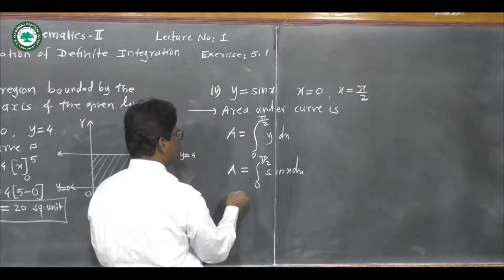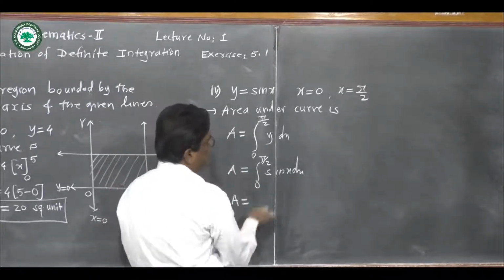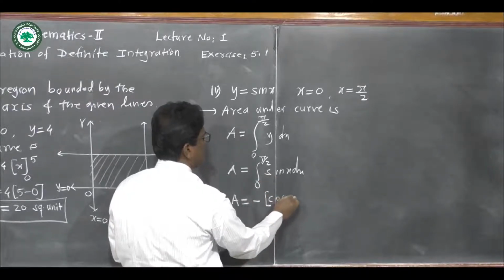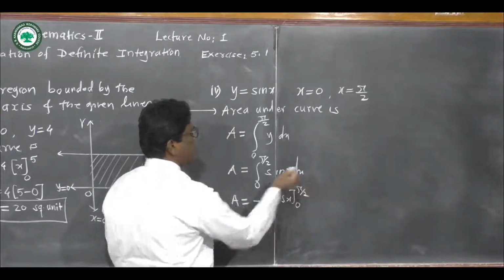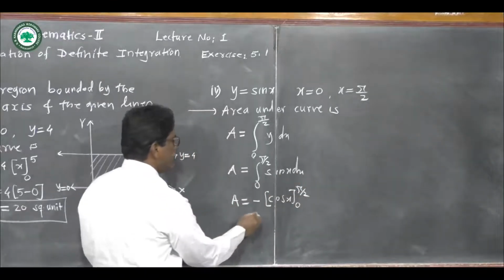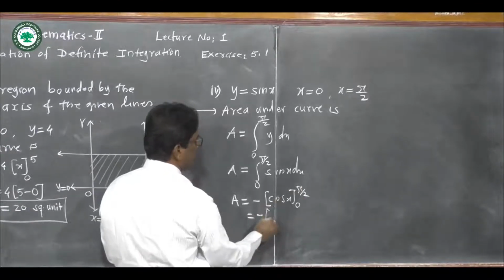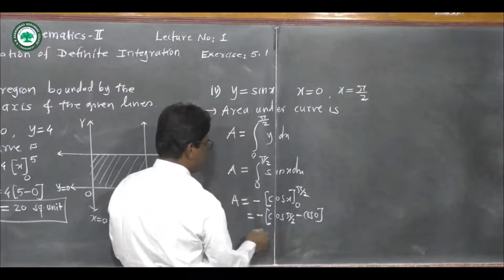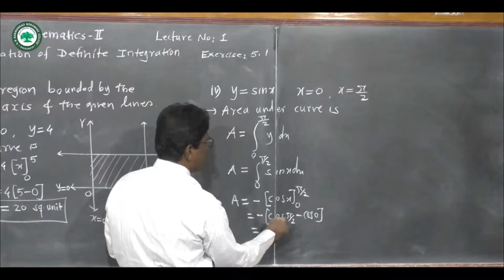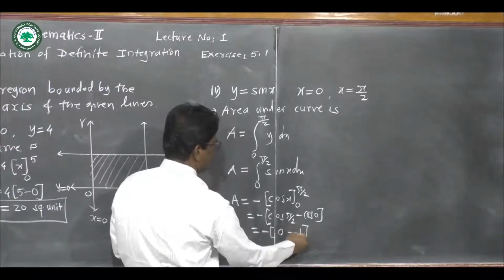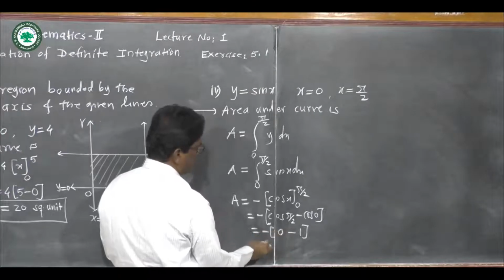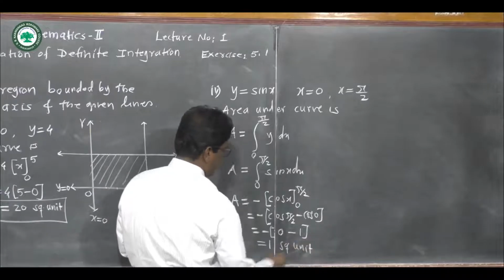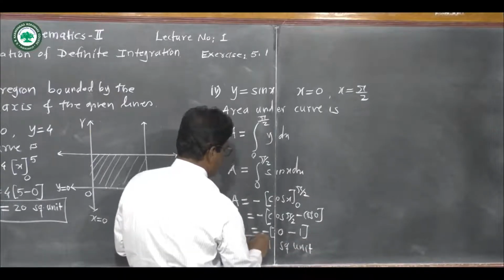So it is equal to the integration of sin x, which is minus cos x, in square bracket 0 to pi by 2. So minus, in the bracket, cos of the upper limit pi by 2 minus cos of 0. Cos of pi by 2 is 0, minus cos of 0 is 1. So 0 minus 1 is minus 1, and minus minus is plus 1. So it is 1 square unit. So this is the solution.